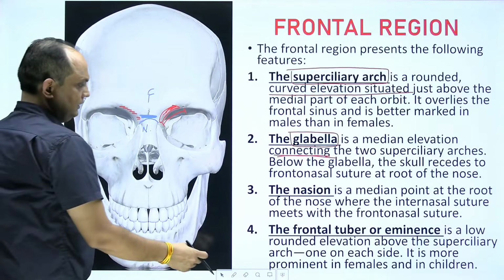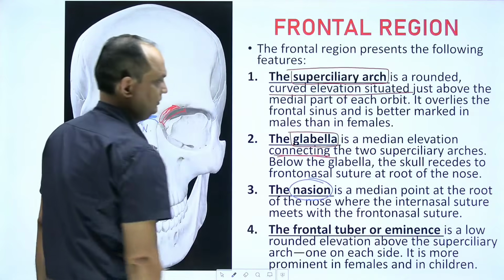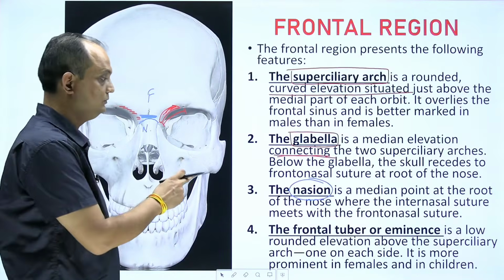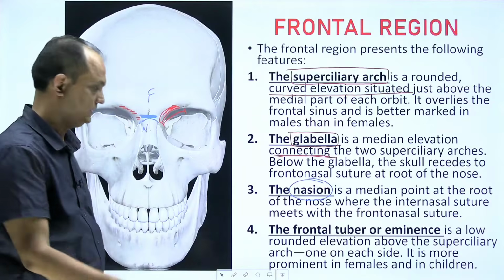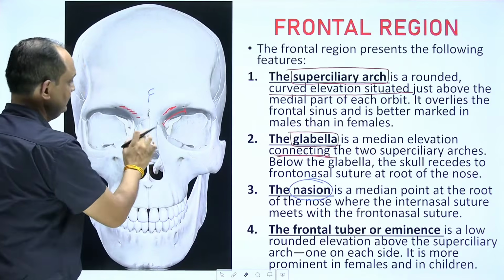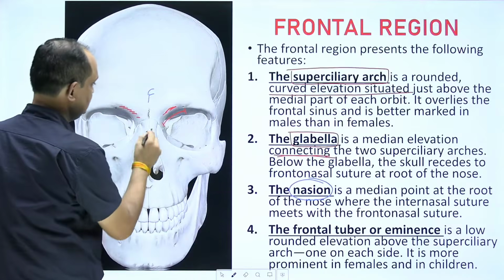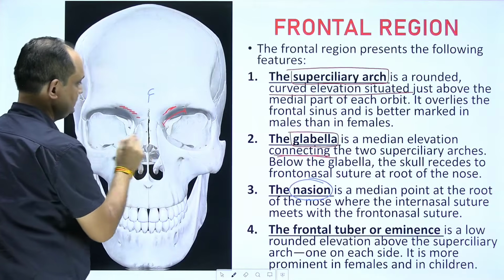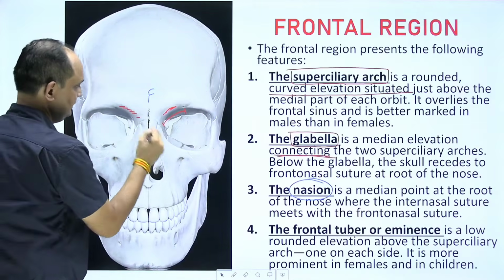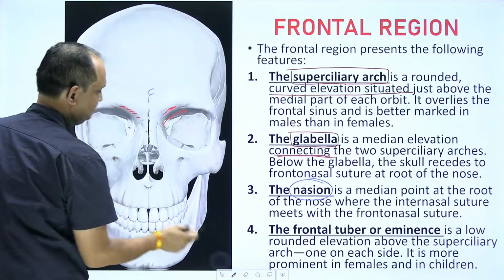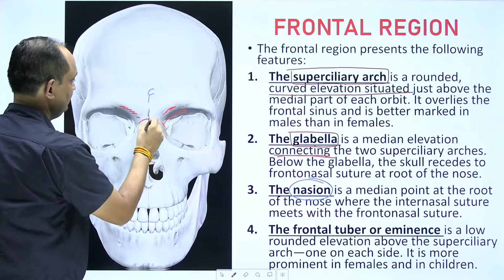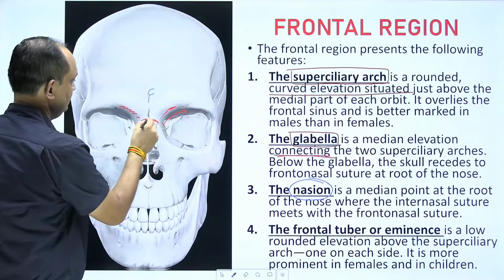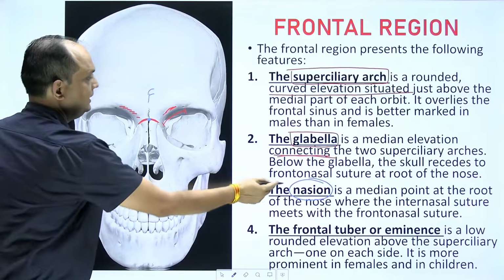Clear? Now the next point is nasion. Now nasion is a median point at the root of the nose where the internasal suture meets the frontonasal suture. Now here, if you will see the two suture lines, this is your internasal suture. Clear? Now this suture is between the two nasal bones, and this horizontal suture is a suture between the frontal and nasal bone. So this is your frontonasal suture. Now the meeting point of both these sutures is known as nasion.